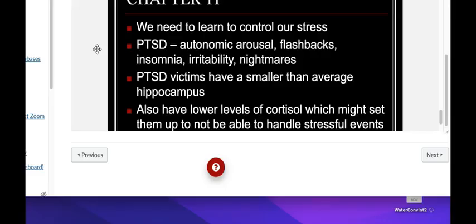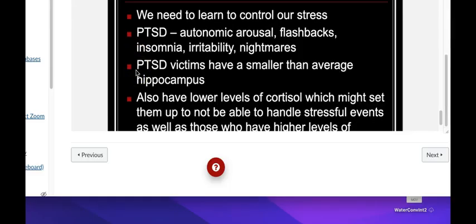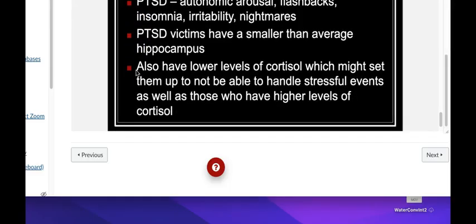Third function is motivation. It drives goal-directed behavior. The dopamine in nucleus accumbens reinforces wanting. Example, anticipation of a date motivates grooming. And the fourth function is social bonding. Oxytocin during touch and eye contact fosters trust. For example, a mother and infant bonding.